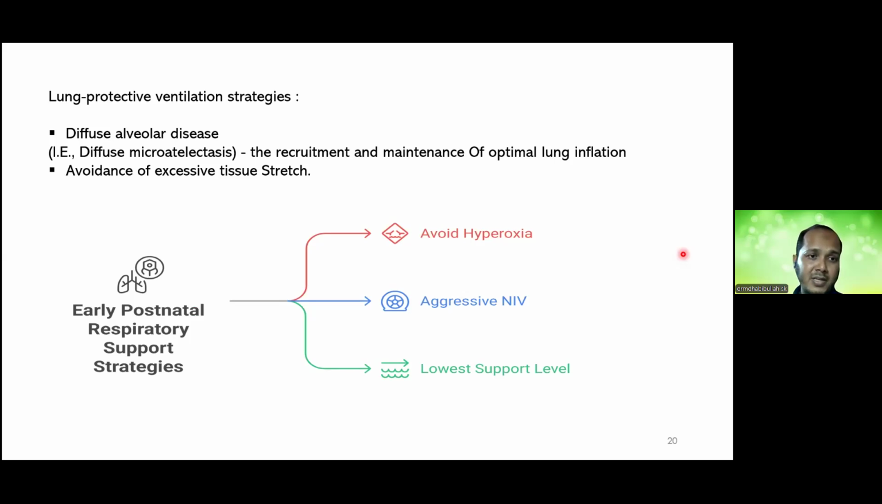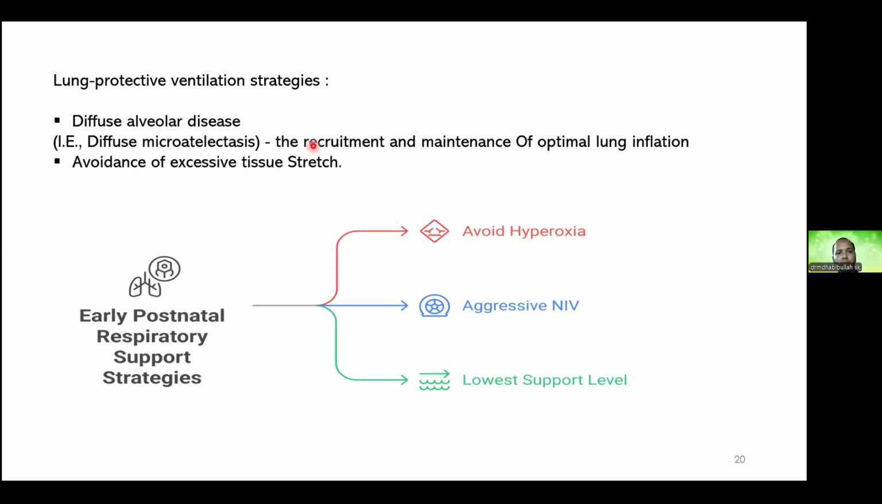So our strategy is always lung protective. As there is diffuse alveolar microatelectasis, we first have to open these alveoli with a recruitment maneuver by providing adequate pressure. Then we have to maintain adequate pressure after opening these alveoli so that we can avoid atelectrauma. At the same time, you should avoid excessive tissue stretch. Our strategy will be aggressive NIV with the lowest level of support. At the same time, we also avoid oxytrauma by reducing the FiO2 also.